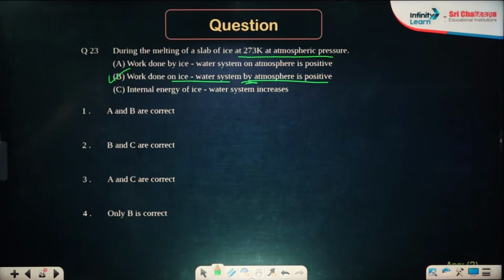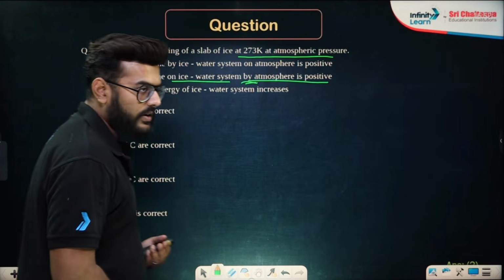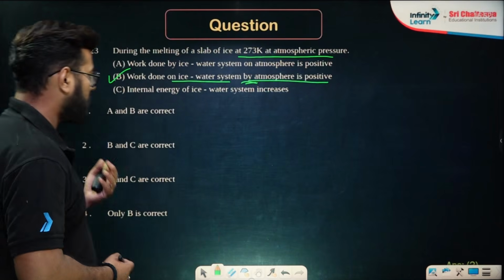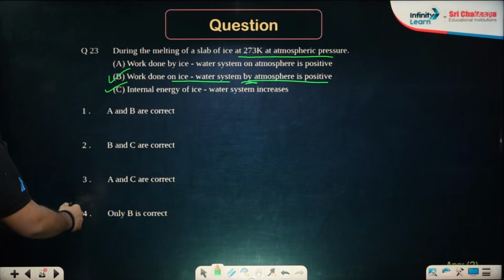B is correct. Internal energy of the ice-to-water system is increasing. Internal energy is increasing. Yes, absolutely correct, because water particles are moving more randomly. So this is also correct. B and C are the right answer. Option number 2.